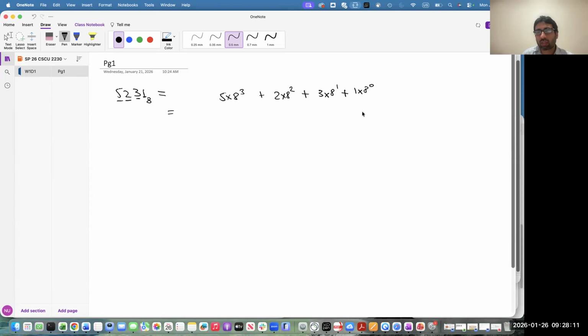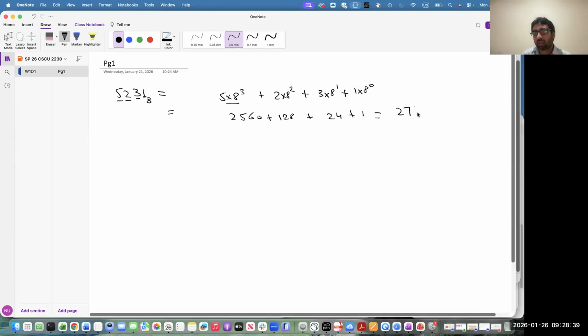So this is 1. 3 times 8 is 24. 8 squared is 64, and 64 times 2 is 128, right? And the cube of 8 times 5 gives you 2560. Now when you add all of them, you will get 2713 in decimal form. The subscript shows the base of the number system.